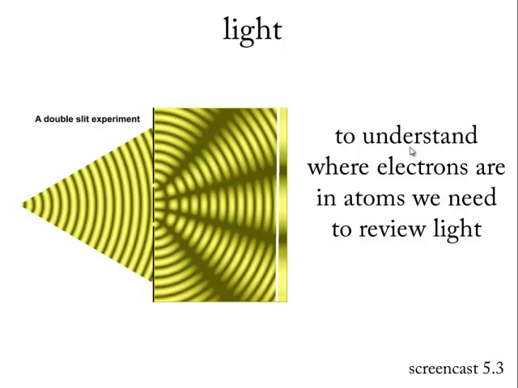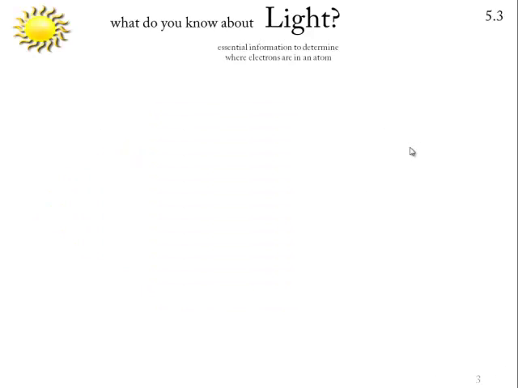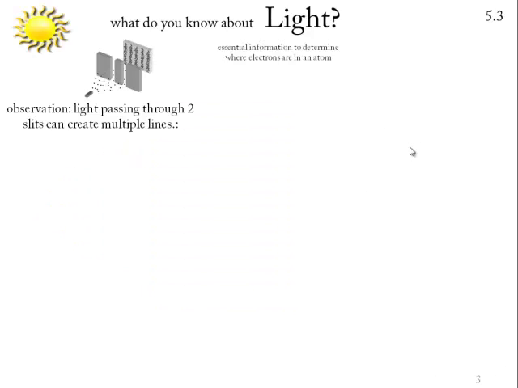This is Screencast 5.3. So what do you know about light? Here's some essential information. Number one, a British scientist by the name of Young determined, I believe in the early 20th century, that if you pass light through two slits, it can create multiple lines on a back wall. Not an easy thing to replicate in a lab, but it sure does happen. I remember my physics professor, Lanny Brooks, doing this and showing it on the back wall. I've tried to replicate it myself, and it requires a pretty special setup, but it's true.